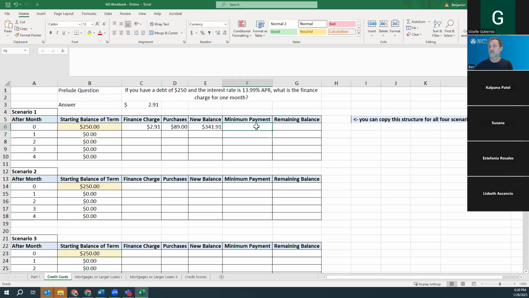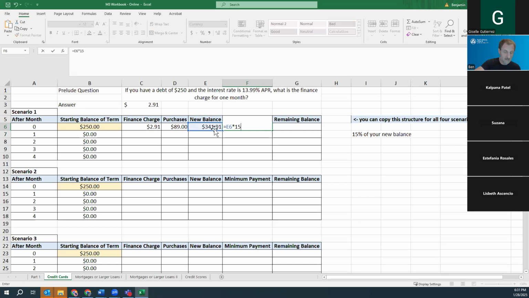So there's more math to do here. How am I going to find my minimum payment? 15% of your new balance. That's scenario 1. Would you multiply E6 by 15? Very nice. But 15%.